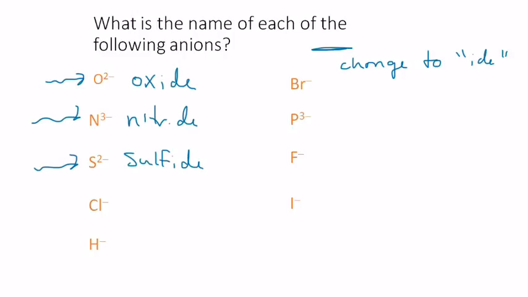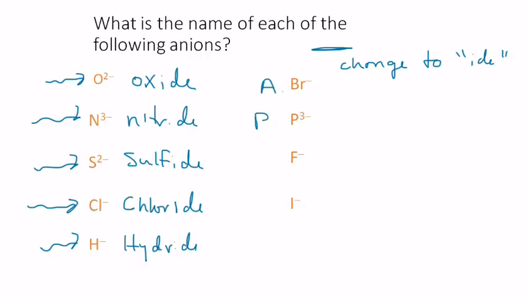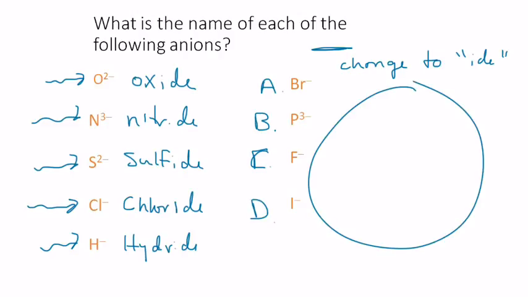I'll do all of these and you can do those four. How's that? Chlorine, we already saw that. Chlorine, instead of chlorine, it's chloride, IDE. Hydrogen, instead of hydrogen, it's hydride. All right. So I'm going to turn you loose with these four. We'll call this one A, Br minus 1. We'll call P3 minus B, and F minus C, and I minus D. So go ahead and tell me what the names of these are.